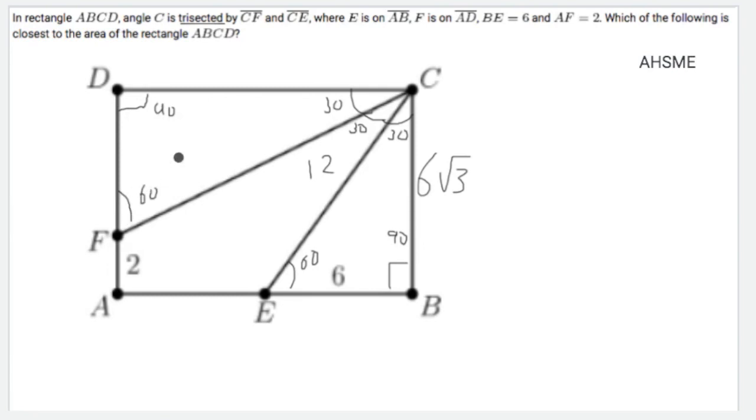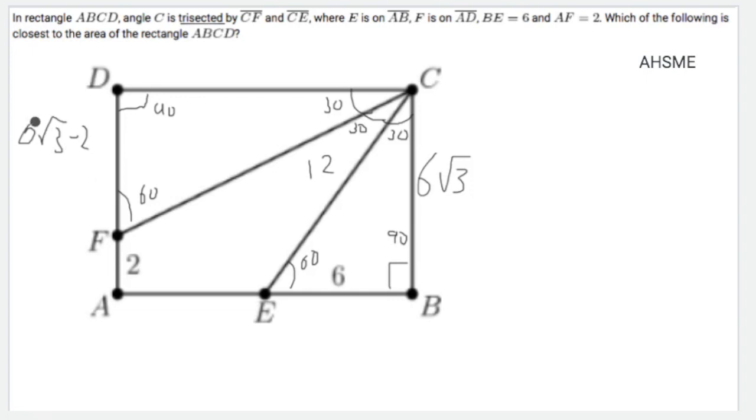Maybe you think we don't know any of the side lengths of triangle CDF. You're completely wrong. Because we know CB is 6 square root of 3 and FA is 2. If you subtract those, you get DF, which means the side opposite to 30 in triangle DCF is just 6 square root of 3 minus 2. That means the side opposite to 90. We don't need the side opposite to 90. We just want the length of DC, which is the side opposite to 60.